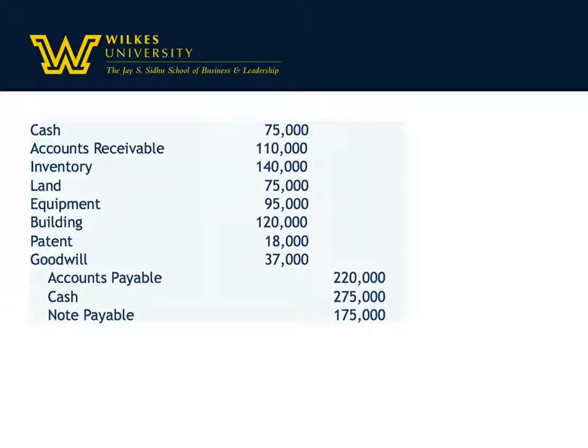We're going to make our entry based on what we paid for. We paid for inventory worth $140, land at $75, and patent at $18, even though that's not what they were on the seller's books. The seller will pick up the gain, and we're not going to worry about it. We paid for the fair value of those items. So we're going to debit cash, accounts receivable, inventory, land, equipment, building, and patent for the fair value. The difference between the net assets at fair value and what we paid is the $37,000 we have in goodwill. So we're going to go ahead and debit goodwill.